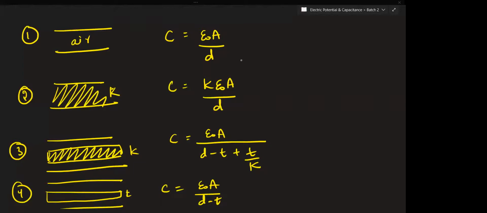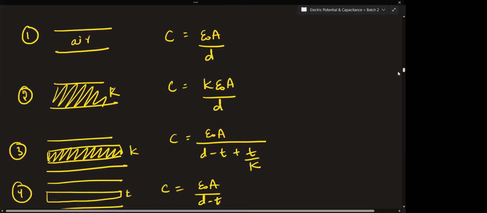If a dielectric constant is there, then this is your final formula: epsilon naught A divided by (D minus T plus T by K). This is when your dielectric slab is partially filling it. And if instead of the dielectric slab you have a conductor partially filling it, then the formula is epsilon naught A by (D minus T).